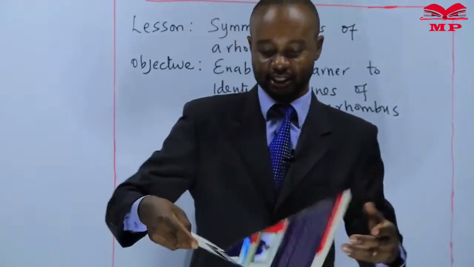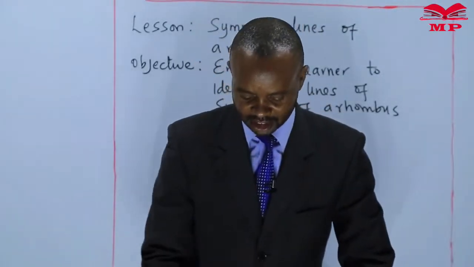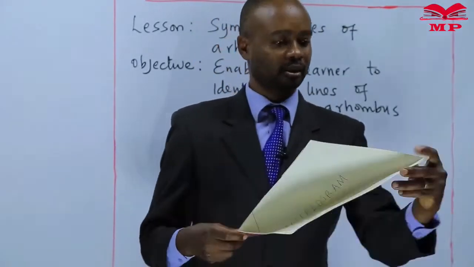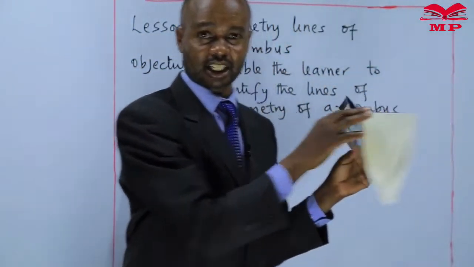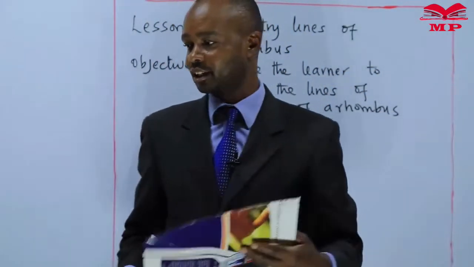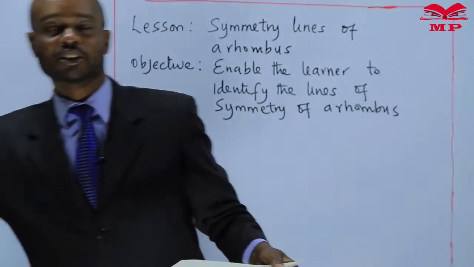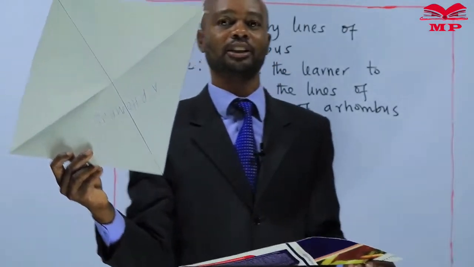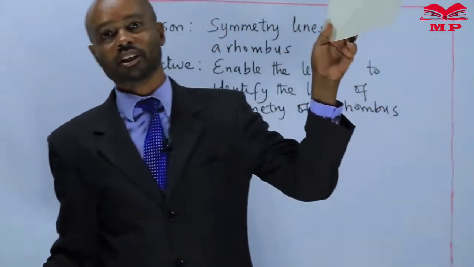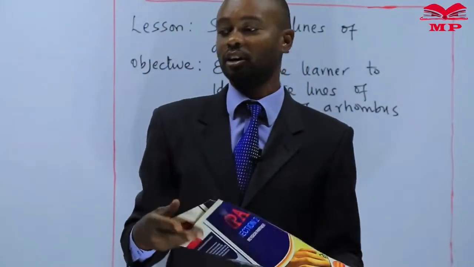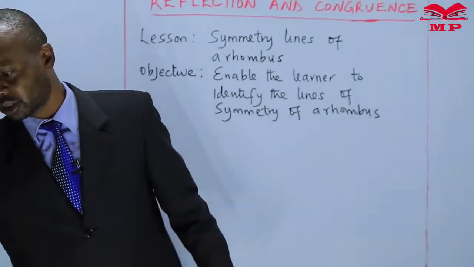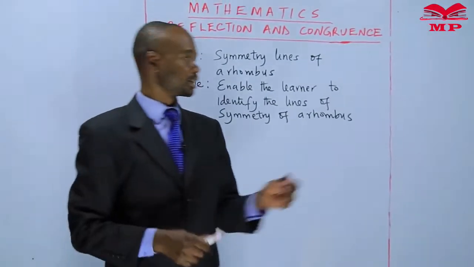Let's try to fold along the longest diagonal. And the case for the other diagonal is no. So what do we discover? We discover that a rhombus will have two lines of symmetry, but a parallelogram does not have any lines of symmetry. That's one of the most important things we notice.